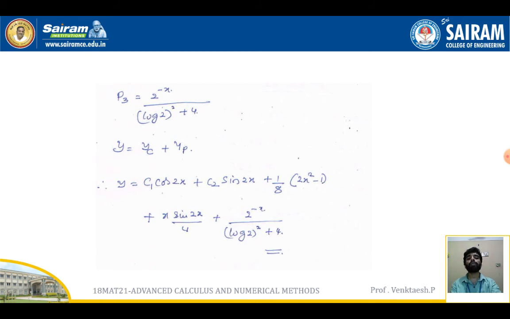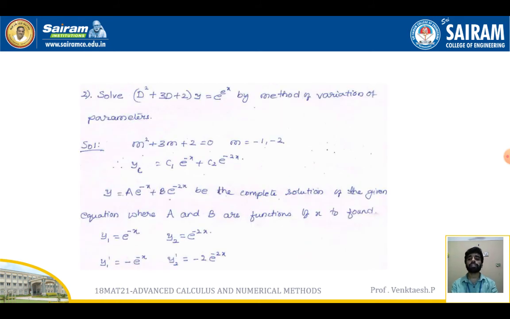So we'll see one more example on differential equations. The problem is like this. Solve d square plus 3d plus 2 into y is equal to e power x by the method of variation of parameters. So here the first step is, as we already know, we have to find the complementary function.